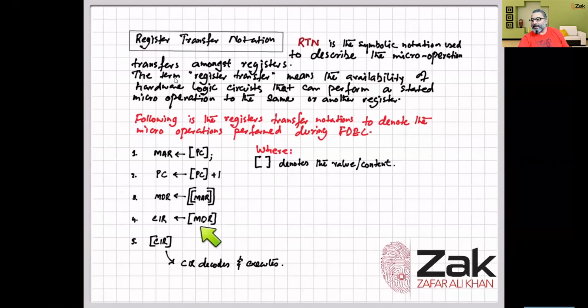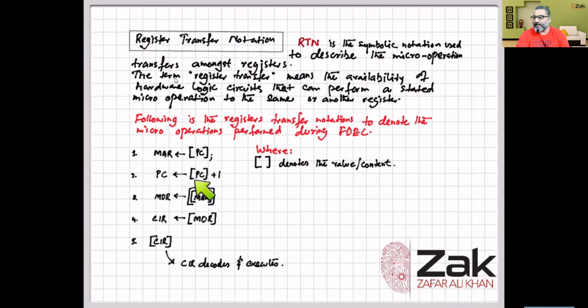And the content of MDR, which is an instruction, then goes to CIR, and over here the bracket means that CIR decodes and executes it. That's it. So you would have to remember this in this shape. They might give you this to write as a whole, or in the form of blanks, or they might shuffle it and ask you to put it in order. Whatever, you need to remember all these 5 things. These are no different than the fetch, decode, execute cycle, and register transfer notation is only limited to the fetch, decode, execute cycle in your syllabus. So the content of PC goes to MAR.